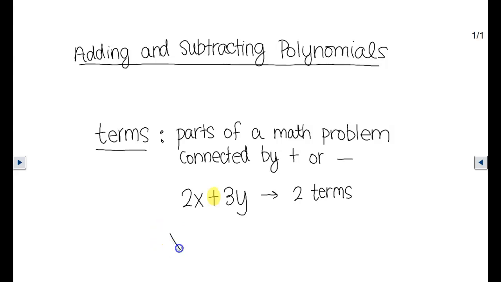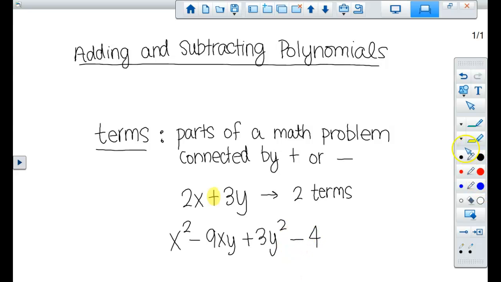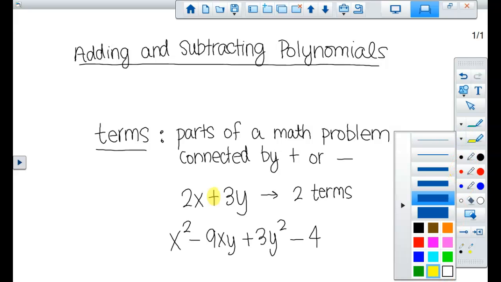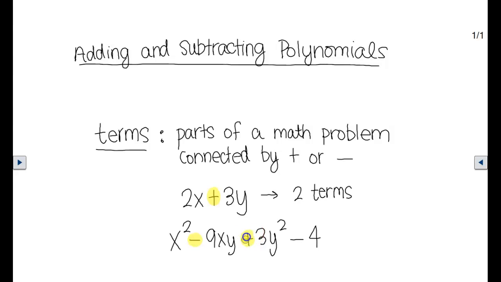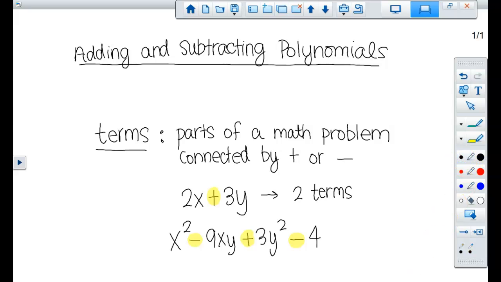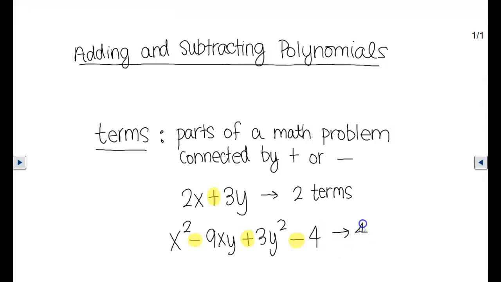All right, if I had x squared minus 9xy plus 3y squared minus 4. So if that was my problem, then if I wanted to identify how many terms are there, I would start by looking for my adding and subtracting signs, which I have highlighted in yellow. And you will notice that those connect 1, 2, 3, 4 parts. So this has 4 terms. So terms in a math problem are the parts that are connected by addition or subtraction.